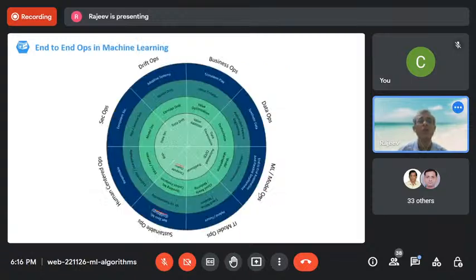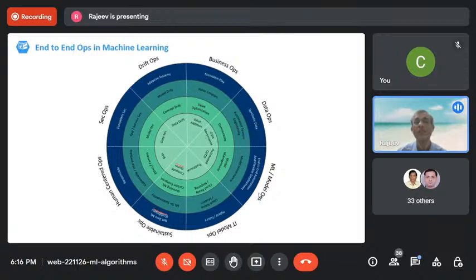So now I want to come up with the end-to-end of ops in machine learning. There are different aspects when it comes to machine learning: business operations, data operations, machine learning or model operations, IT operations, sustainable operations, meaning is this project sustainable or not, human-centric operations, security operations, and drift. So your model getting drifted and so on.